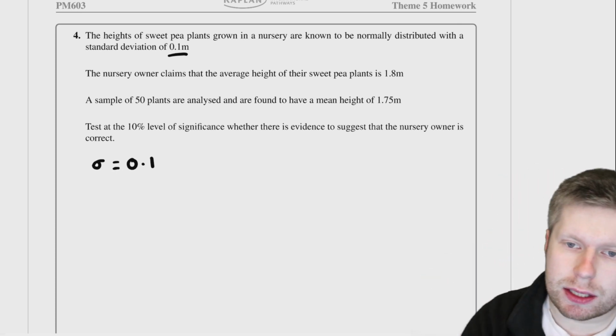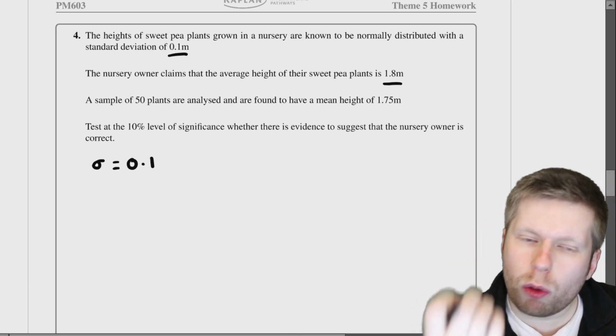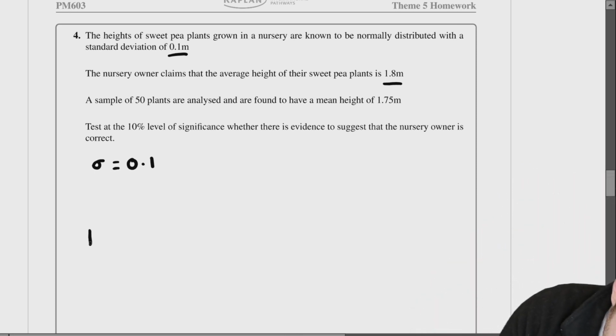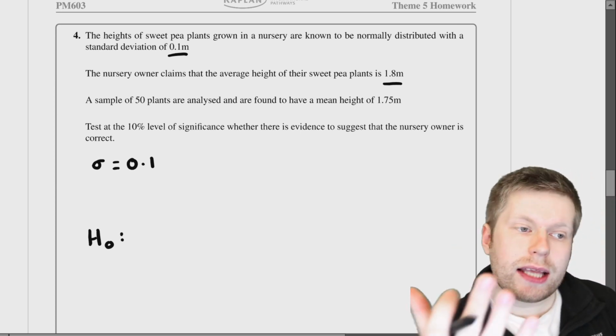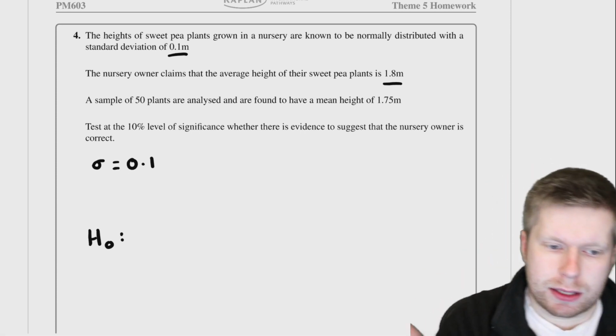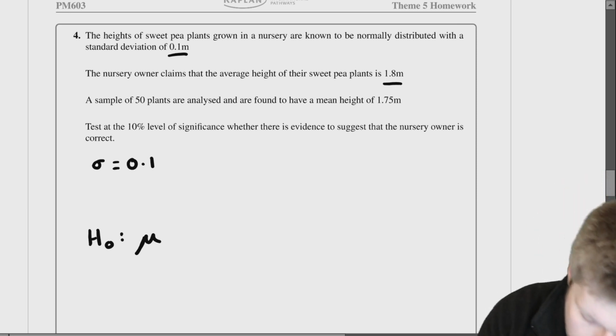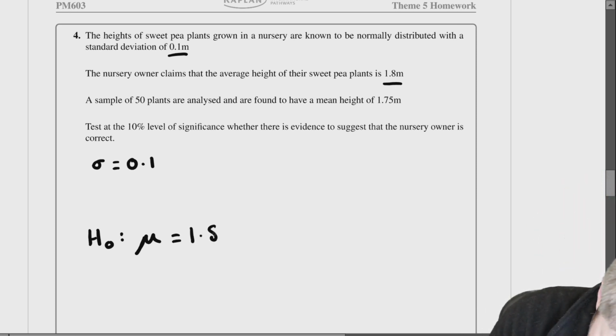Now the nursery owner makes a claim that the average height of their sweet pea plants is 1.8 meters. So let's write that down. That's the claim they're making. That's their null hypothesis. So I'm going to write down H0 for null hypothesis: the average height of their sweet pea plants is 1.8 meters. I'm talking about a population average height there, so mu equals 1.8 meters.